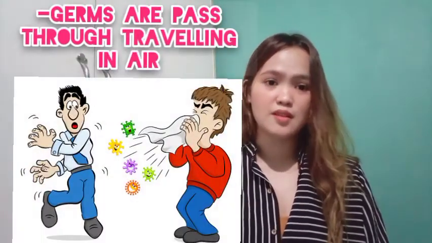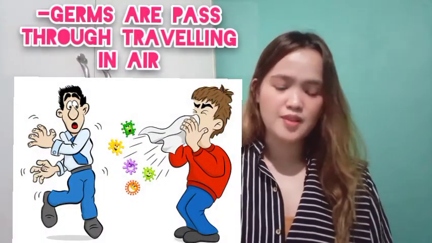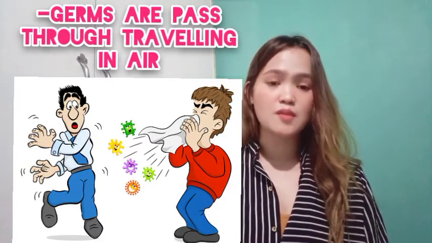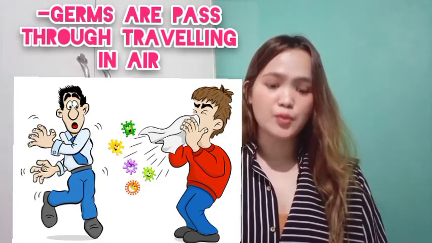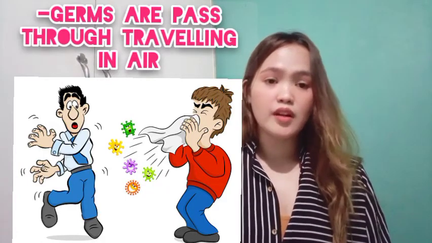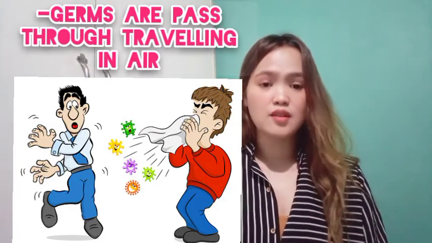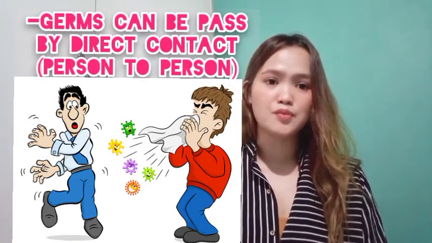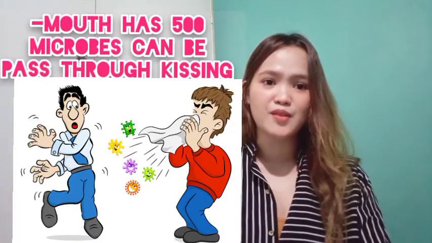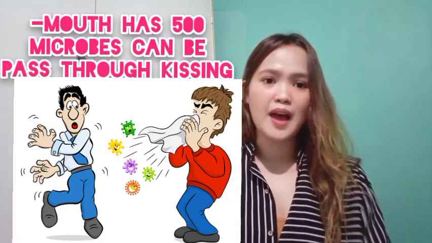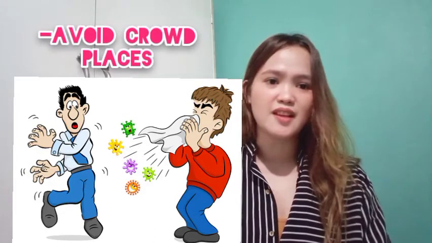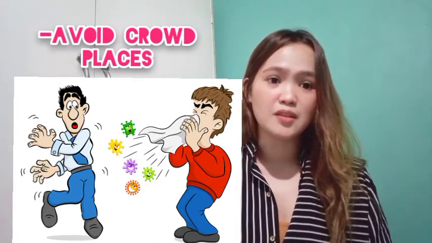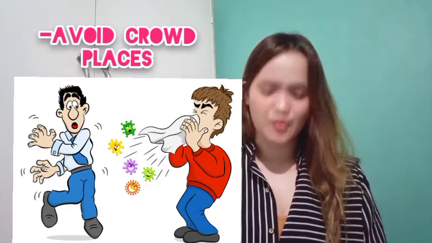So when someone coughs or sneezes without covering their mouth, germs can spread everywhere. Besides traveling through air, germs are passed from person to person or involved in close contact. Just for you to know, our mouth contains about 500 microbes, so we can spread these microbes inside our mouth by having direct contact, by kissing, or having intimate contact like sexual intercourse.